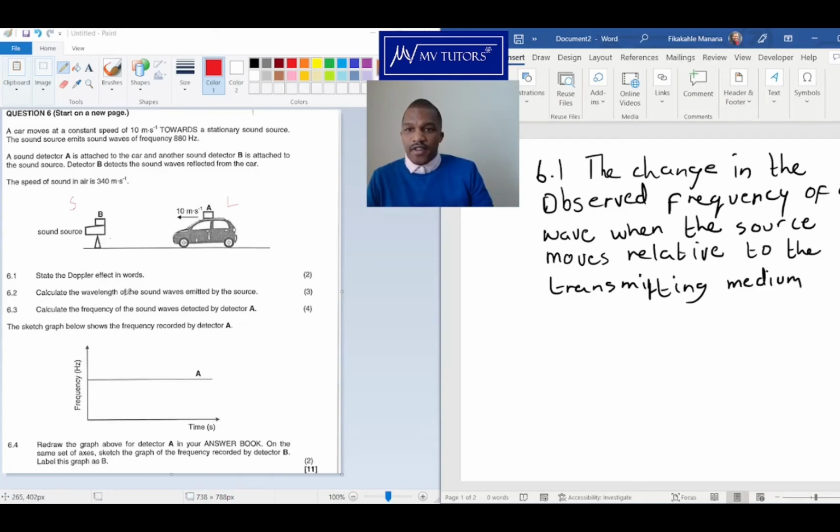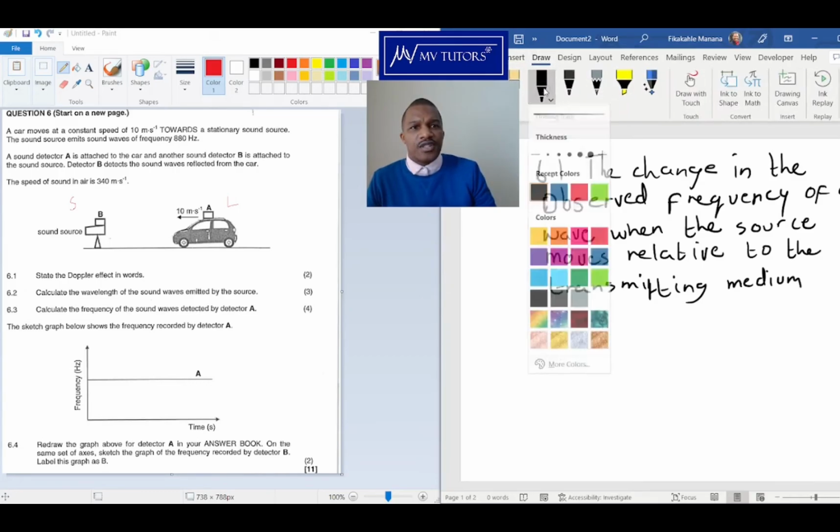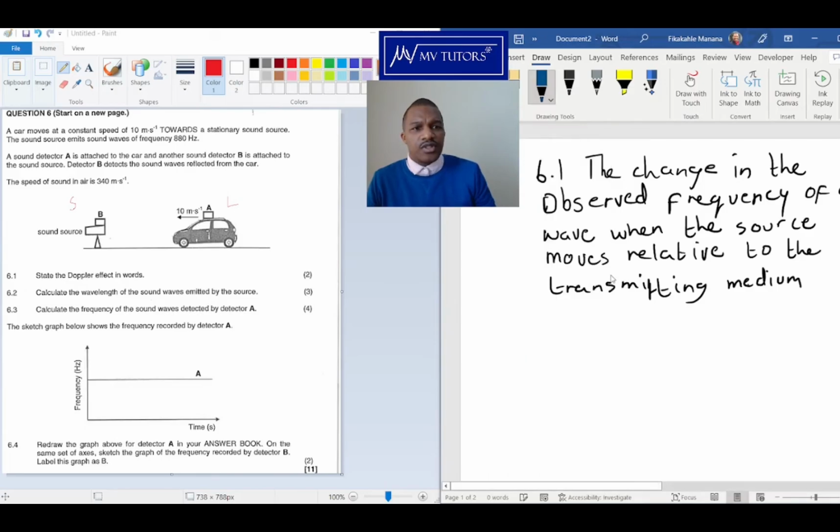It says calculate the wavelength of the sound waves emitted by the source. Let's change the color. Let's go blue. So in your formula sheet, for question 6.2, you will find the formula v = fλ. You should know by definition now that lambda is the wavelength they're looking for, and it's equal to v over f.